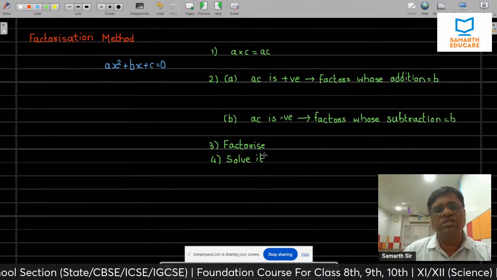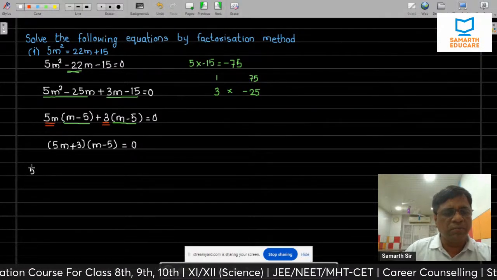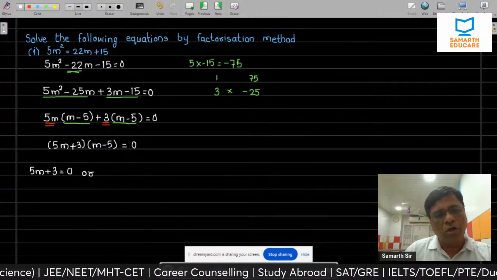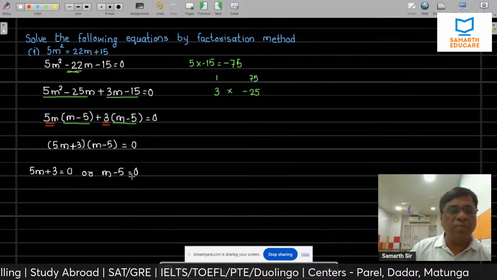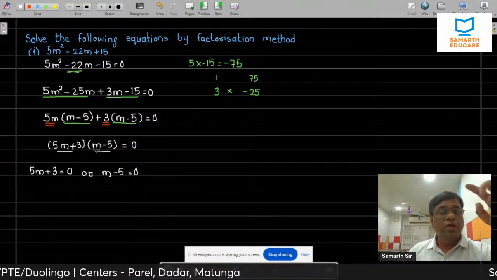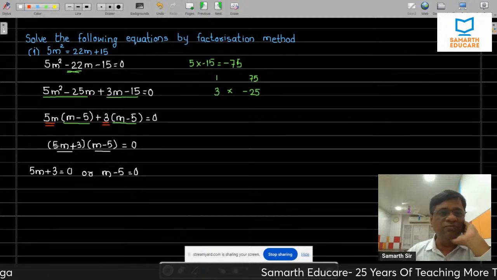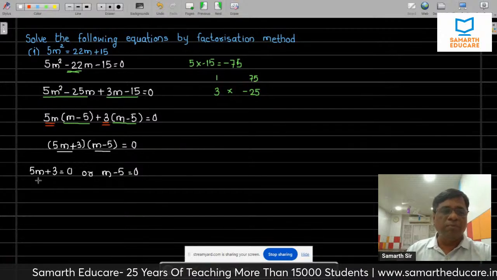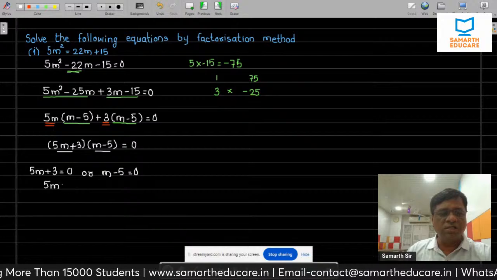We are at the last stage now. So how is it done? 5m plus 3 is equal to 0 and m minus 5 is equal to 0. Why is it like this? See, there is one number over here and one number over here, and the multiplication of both is 0. When the product is 0, at least one number has to be 0. That means either the first term is 0 or the second term in the bracket is 0. Hence we took 5m plus 3 equal to 0 and m minus 5 equal to 0.